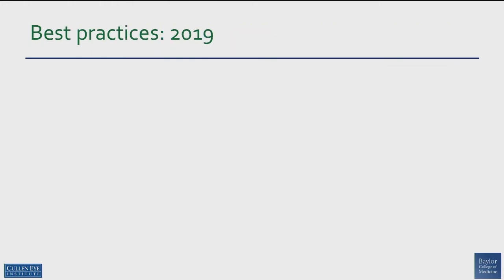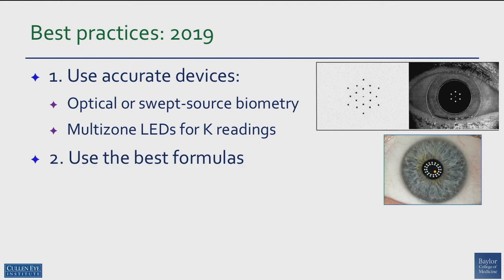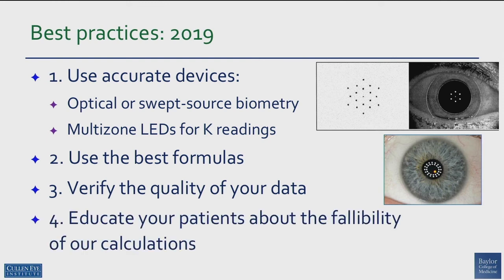Best practices now: use accurate devices, optical or swept source biometry. Multi-zone LEDs for K readings, I think, is optimal. Use the best formulas, verify the quality of your data, and educate your patients about the fallibility of our calculations.